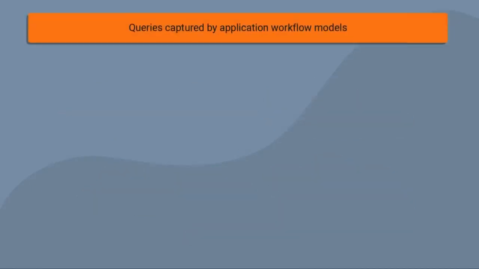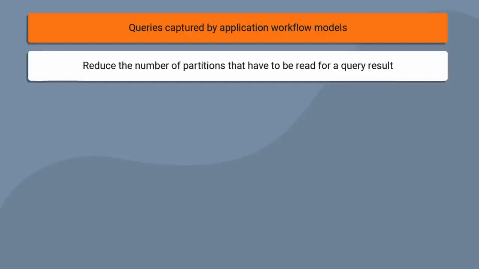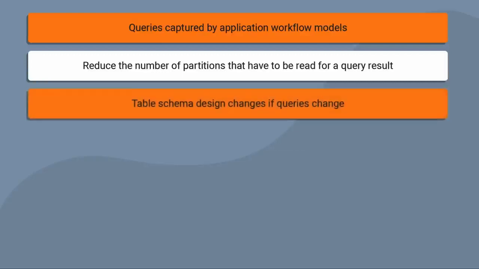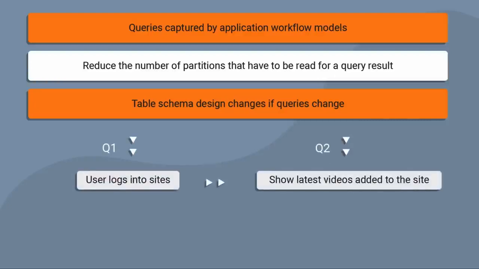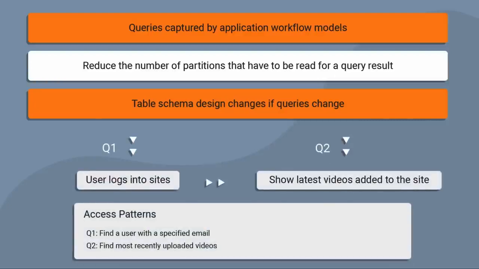Queries are the center of data modeling in Cassandra and are captured by the application workflow models. Each entity is created with queries in mind. In Cassandra, it's always better to reduce the number of partitions that are to be read for a query result. Table schema also changes if the queries are changed. To achieve this, it is extremely important to clearly understand the kind of data required out of the read operations.